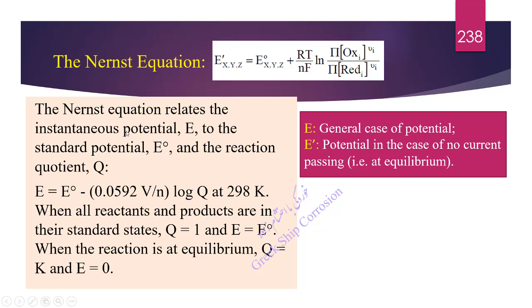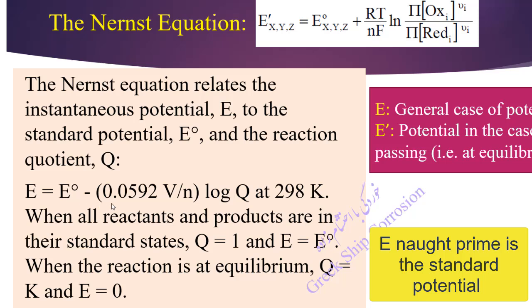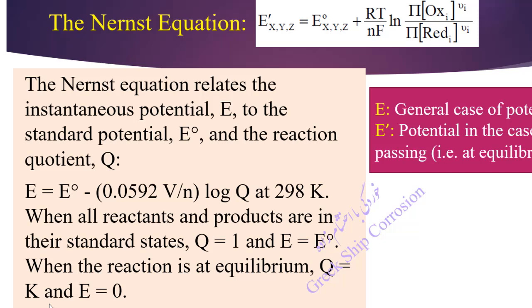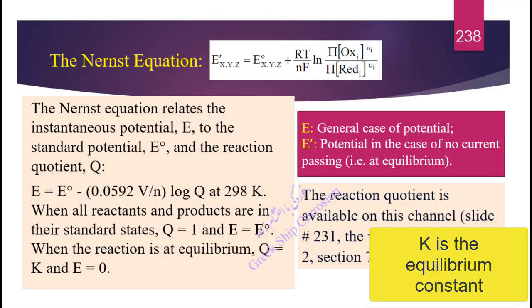The Nernst equation relates the instantaneous potential E to the standard potential E naught and the reaction quotient Q. E equals E naught minus 0.0592 volts per n logarithm of Q at 298 Kelvin. When all reactants and products are in their standard states, Q equals 1 and E equals E naught. When the reaction is at equilibrium, Q equals K and E equals 0. K is the equilibrium constant.